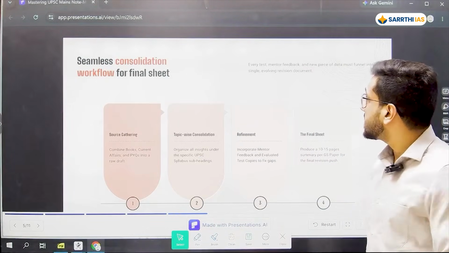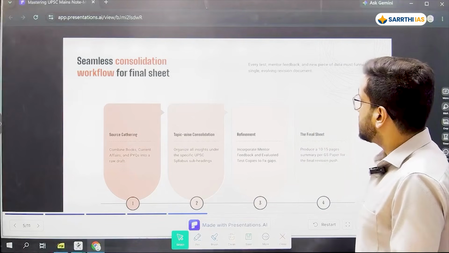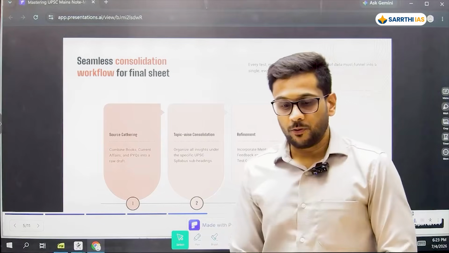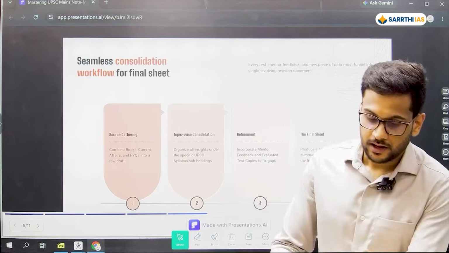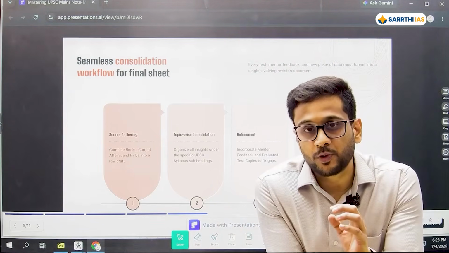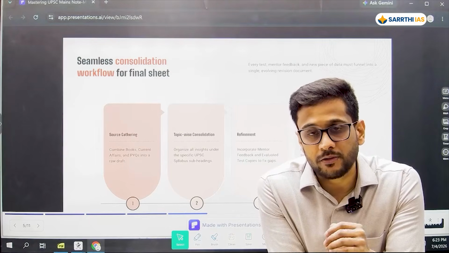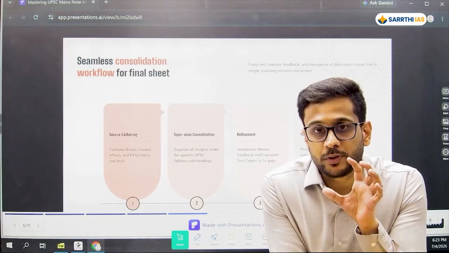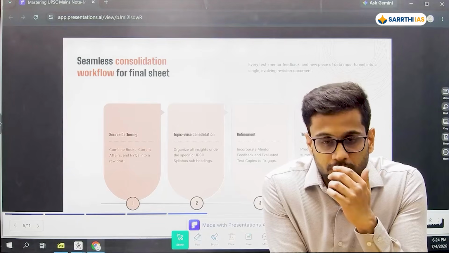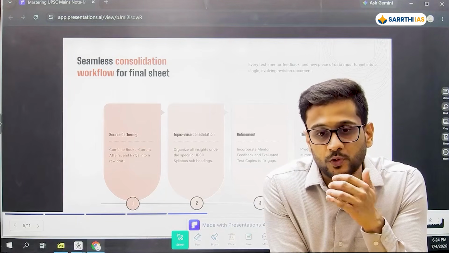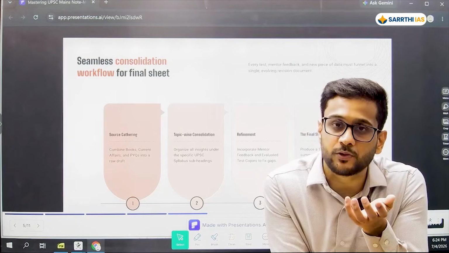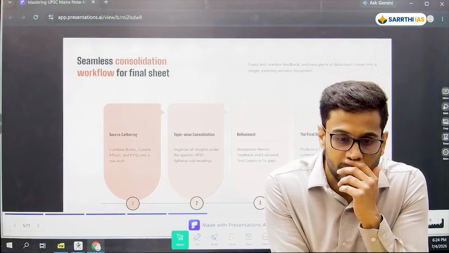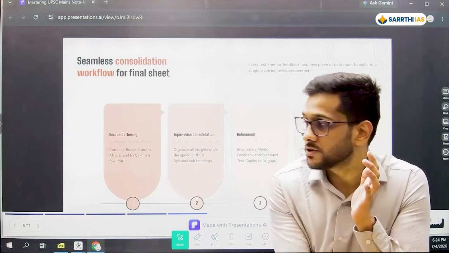Okay. So next is the seamless consolidation workflow for the final sheet. What do we mean by final sheet? I spoke about it yesterday and the day before yesterday also, for GS2 and GS3. The final sheet should be of 10 to 15 pages, which you will revise just like 2 days before the mains examination, a day before the mains examination, or even just before entering the examination hall. These are called micro notes. I will show you this.